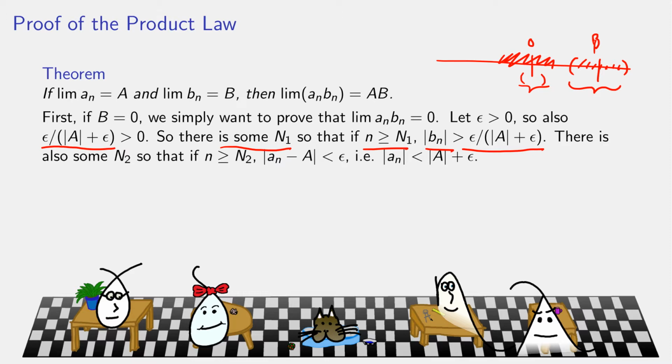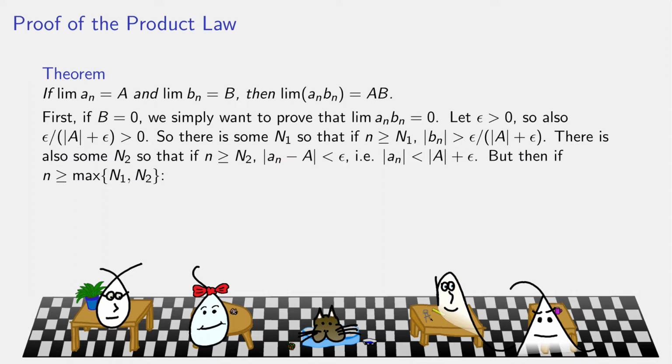But also the a_n have to be getting close to A. Now capital A can be 0, it can be non-zero, it doesn't really matter. But whatever epsilon is, eventually I'm trapped very, very close to capital A, which means past a certain point, the a_n are within epsilon distance of capital A.